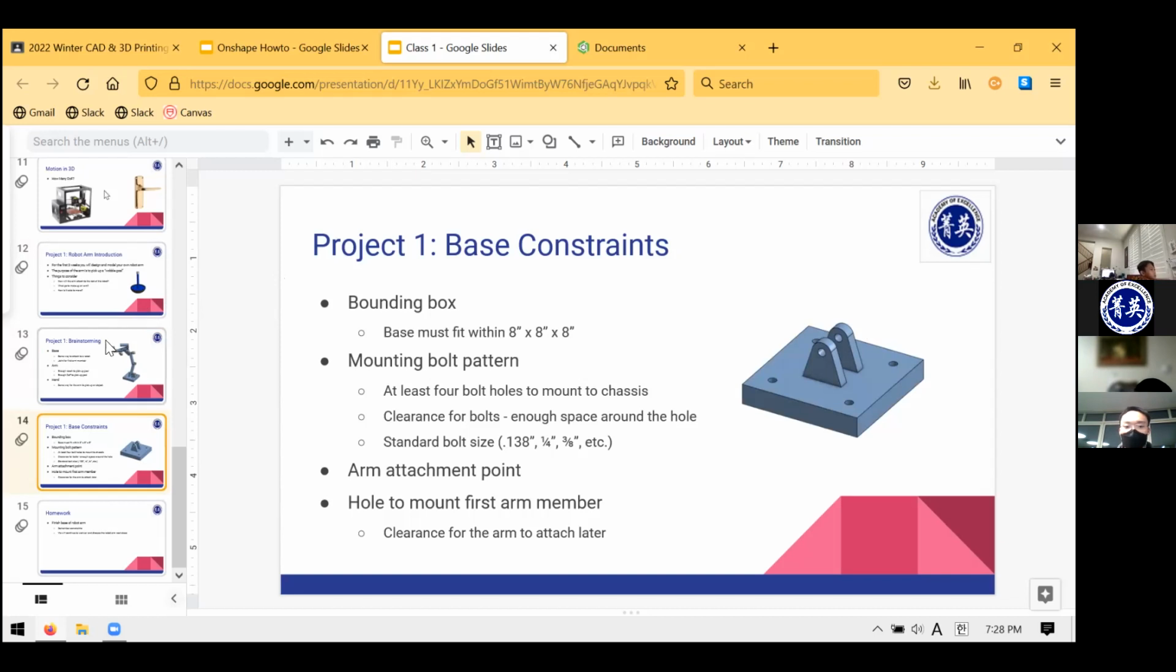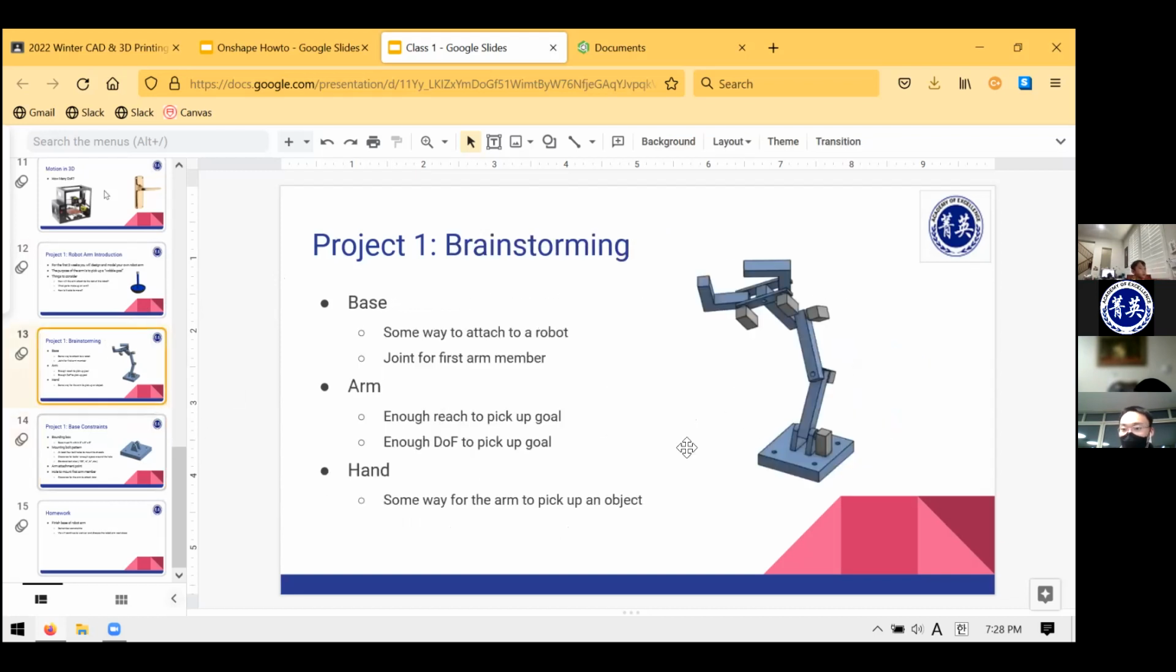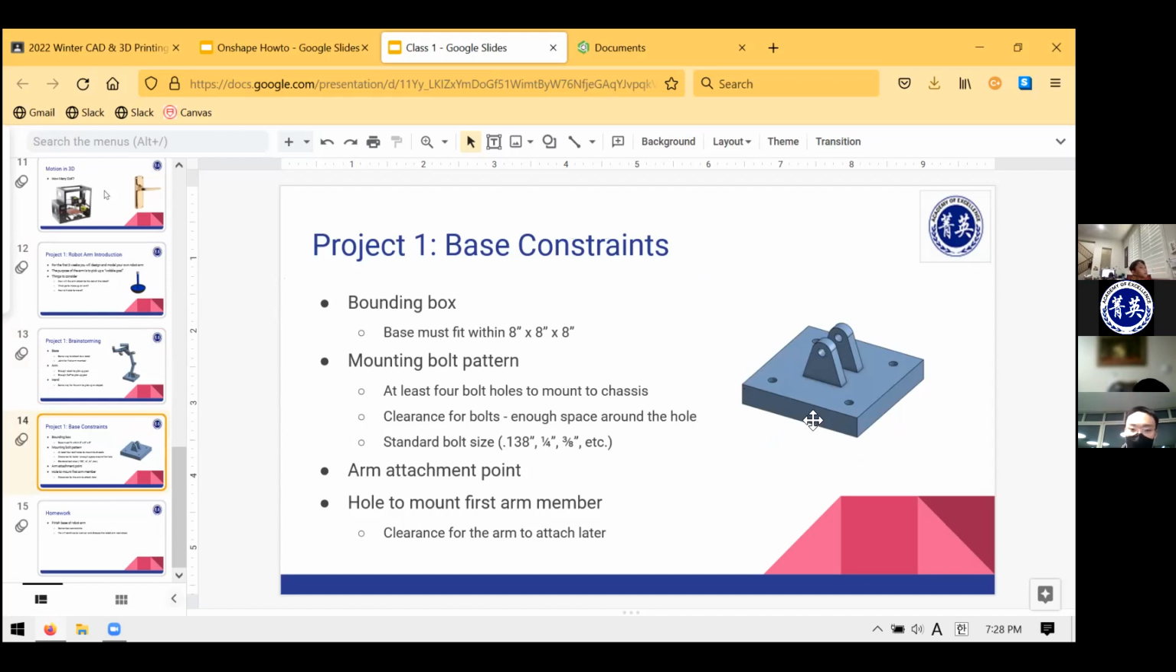So the objective is just to allow the rest of the arm to be able to mount onto something else, which will be the frame of your robot later on. But for now, it's just a simple object, kind of like a plate with a mounting point for the rest of your robot arm.